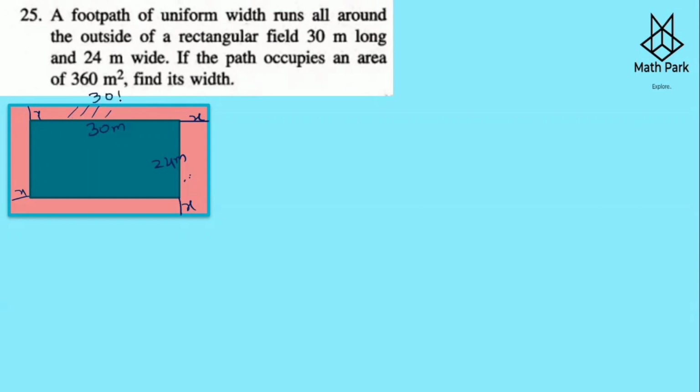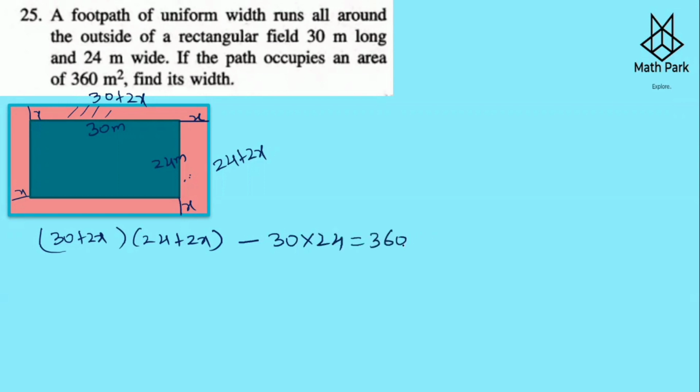So this becomes 30 plus 2x. And the width of this becomes 24 plus 2x. Got it. Now the area of this path is given to you. So we have the area of this path is the area of the outer rectangle minus the inner rectangle. That is (30 plus 2x) times (24 plus 2x) is the area of the outer rectangle, minus the inner rectangle, 30 times 24, and the area of the path is given to you as 360 meters square.